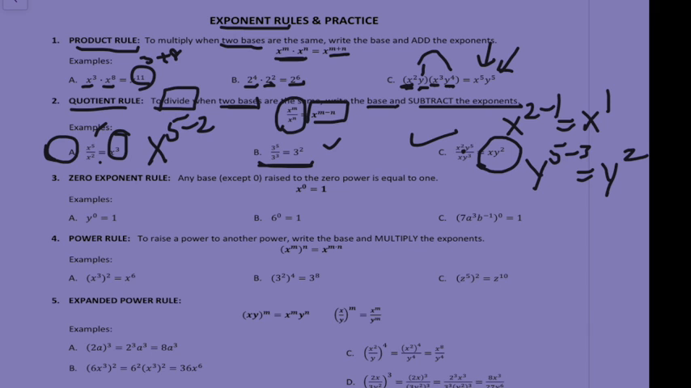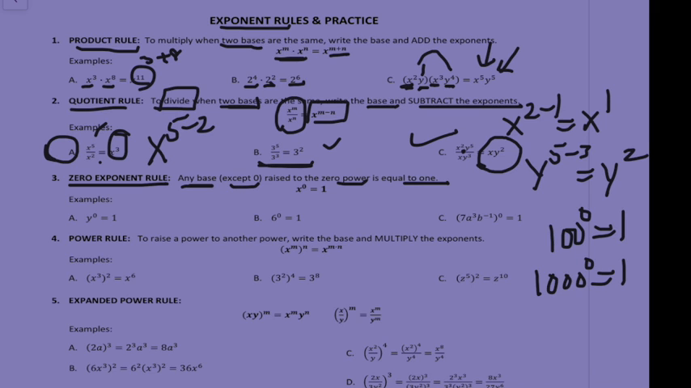The third rule is the zero exponent rule. Any base except 0, when raised to the power 0, is always equal to 1. So if you have 100 and you raise it to the power 0, it is 1. If you have 1000 and you raise it to the power 0, it is still 1. So here the examples: y to the power 0 is 1, 6 to the power 0 is 1, and all of this to the power 0 is also 1. It doesn't matter, because each one separately, 7 and a and b, is 1, and 1 times 1 times 1 is 1.